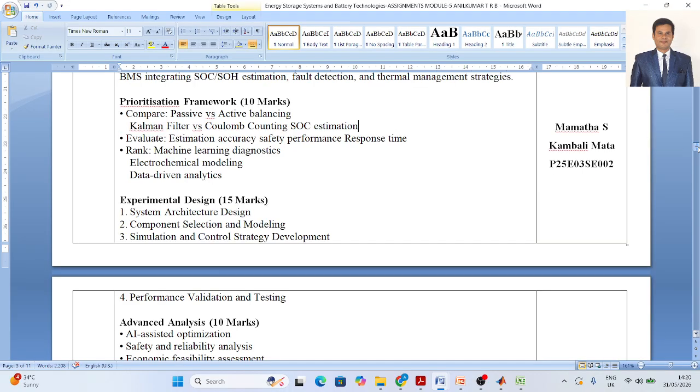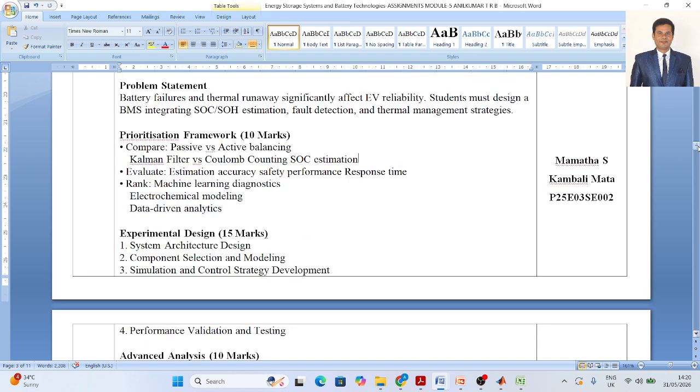Okay, so you can go with the different types of frameworks as I told you. Kalman filters can be used, the Coulomb counting method can be used. What are the different methods we have? Direct method is there, yes or not? And adaptive Kalman filter methods. All these methods you have to analyze. Again you go with your IEEE papers, and also the machine learning diagnostics.